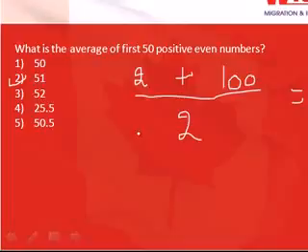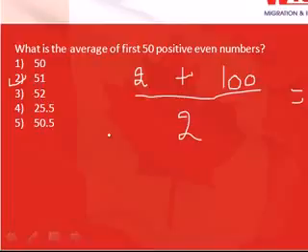So we had to find the average of the first 50 positive even numbers. The average would be the first number plus the last number by 2. The first number is 2. Guys, 0 is not the first positive even number. Why? Because 0 is neither positive nor negative. So the first positive even number would be 2, and the last positive even number would be 50 times 2, which is 100. Hence the average would be 2 plus 100 by 2, which would be 102 by 2. Hence the answer would be 51.